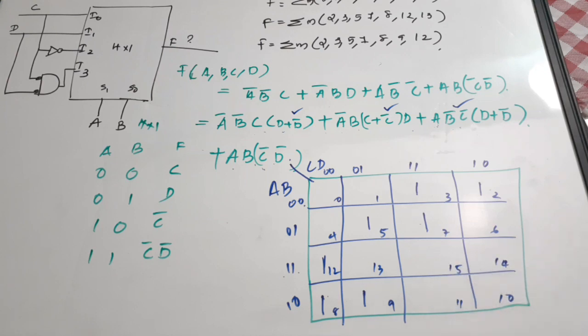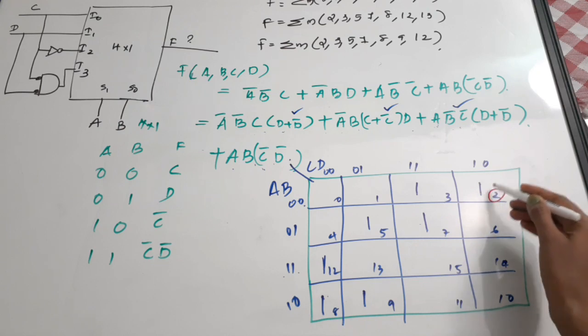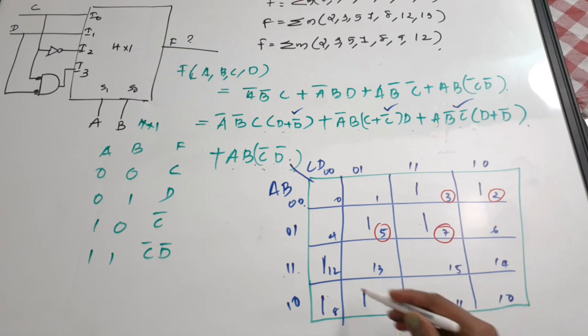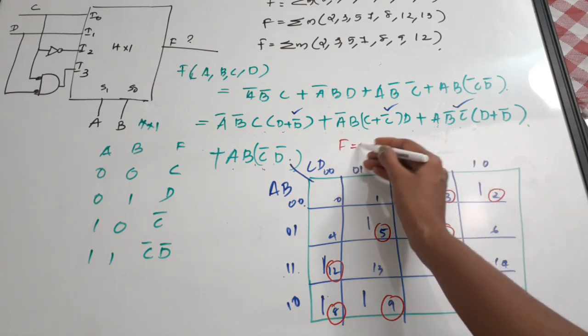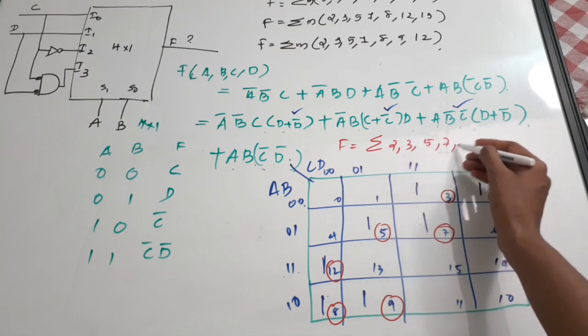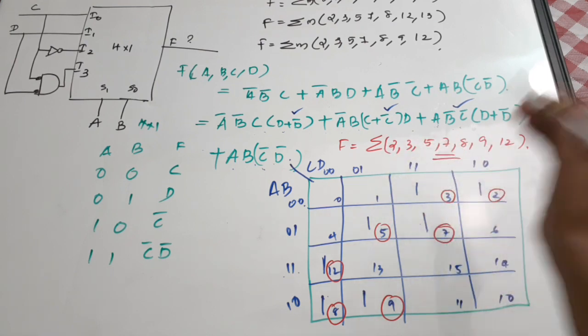So where all the min terms are present, I'll use a different color. The min terms are present at 2, 3, 5, 7, then 8, 9 and at 12. So these are the position values for your min terms. Your expression will be F equal to sigma 2, 3, 5, 7, 8, 9 and 12. So this is your expression.